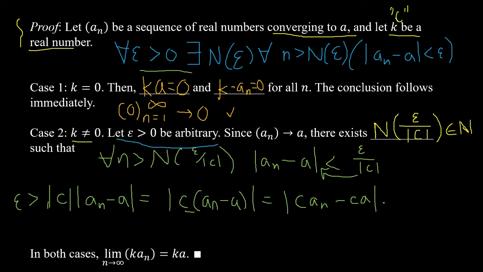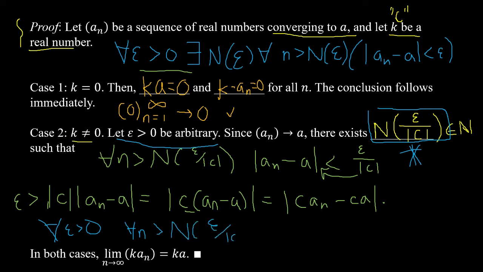Since we assumed epsilon was arbitrary, it's true that for all epsilon greater than 0, we found a natural number N, which definitely exists, such that for all n greater than this magical big N, epsilon over the absolute value of c, |c a_n - c a| is less than epsilon. Therefore, in both cases, the limit as n approaches infinity of c times a_n is equal to c times a. And we have proven one of the results of the algebraic limit theorem.